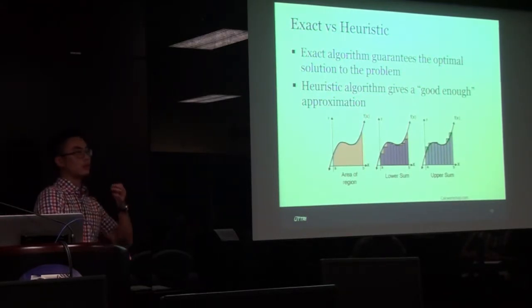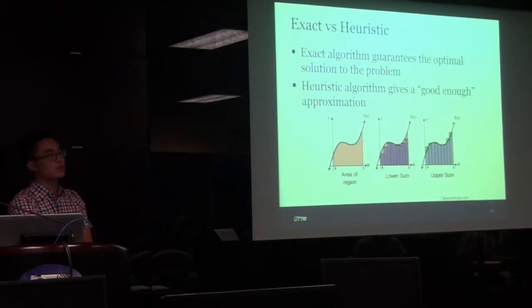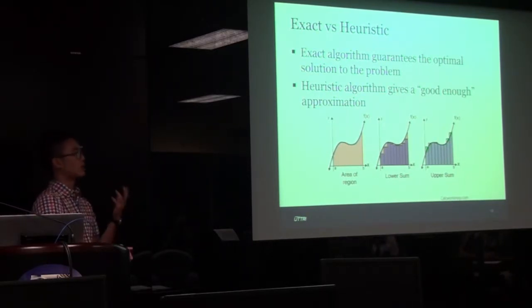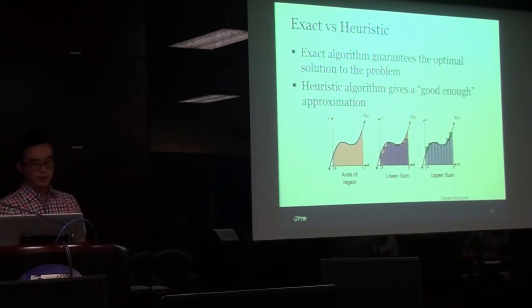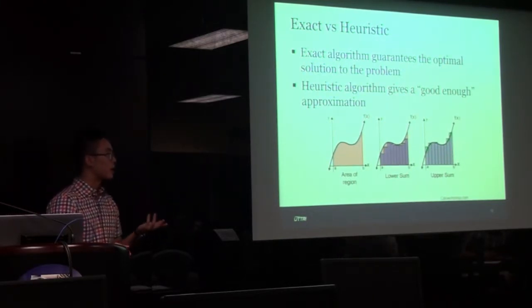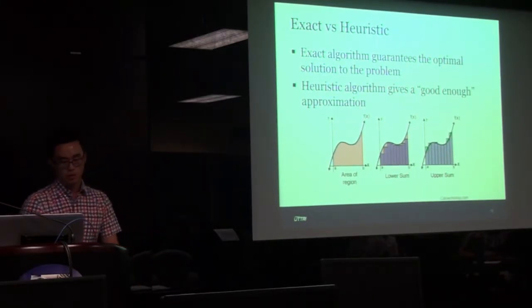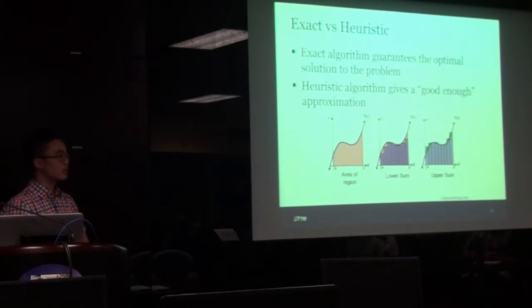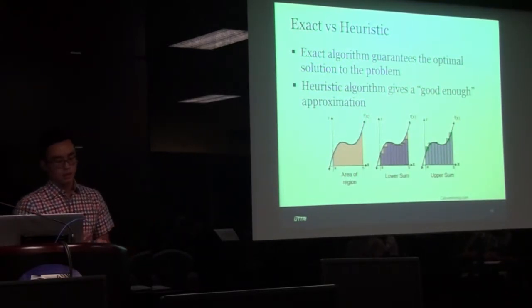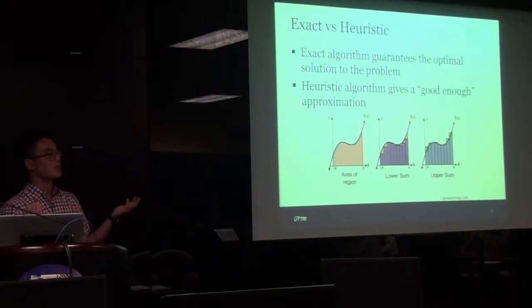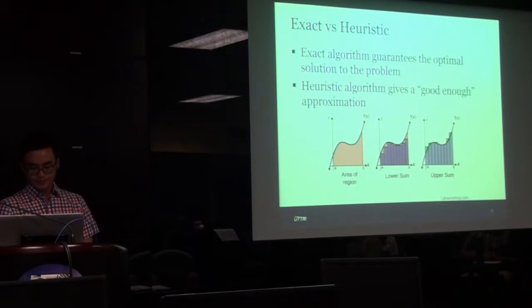So if there doesn't exist an exact algorithm to solve these problems, what people tend to do is rely on heuristic solutions. And a heuristic solution gives a good enough approximation to your problem. An example I thought of was the Riemann sum. If you didn't want to know the exact area underneath a curve on a graph, you can use a Riemann sum to approximate that area, and that would be an example of a heuristic.